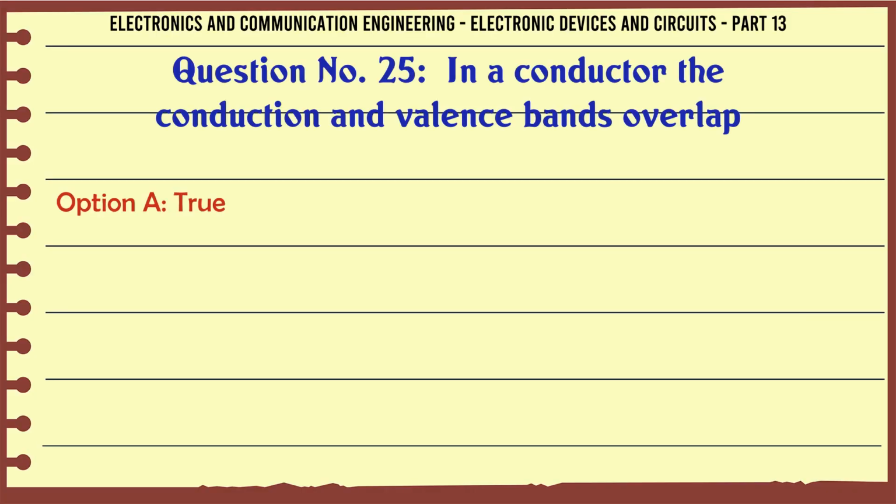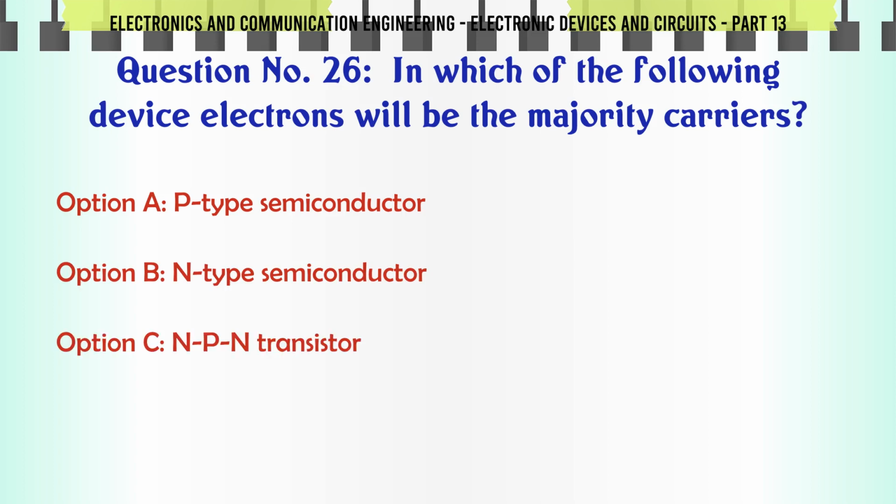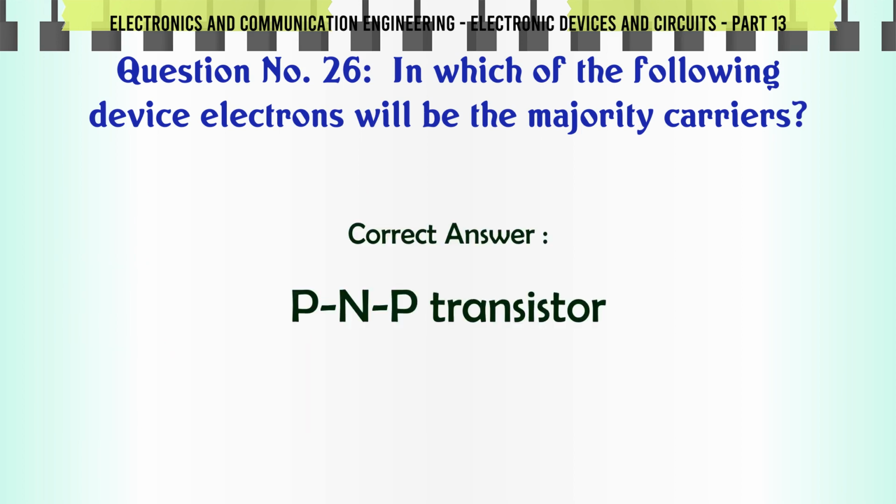In a conductor, the conduction and valence bands overlap. A. True, B. False. The correct answer is true. In which of the following devices will electrons be the majority carriers? A. P-type semiconductor, B. N-type semiconductor, C. N-P-N transistor, D. P-N-P transistor. The correct answer is PNP transistor.